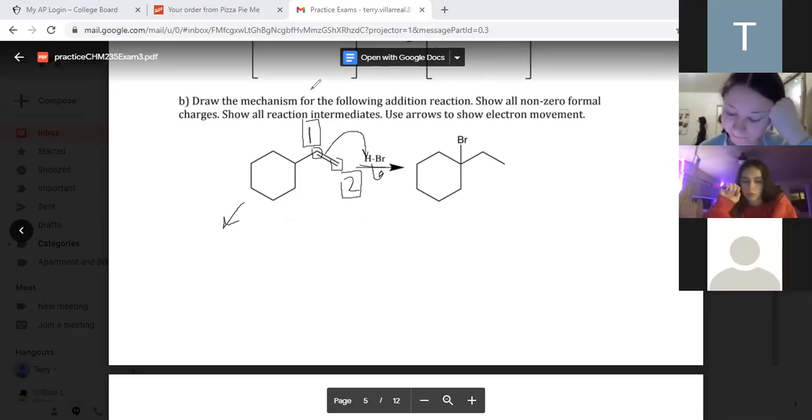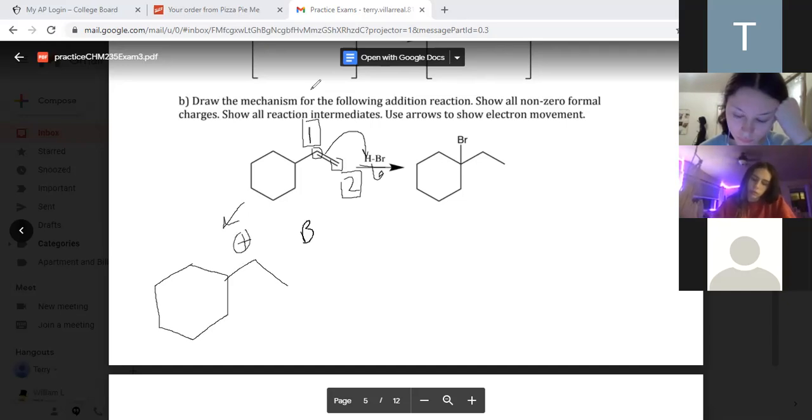So we should now have this. And don't forget, we need to have our charge. And we have bromine like that. So now, what's going to happen? Does our bromine add straight to our carbocation? No, it's going to do a shift, I think.